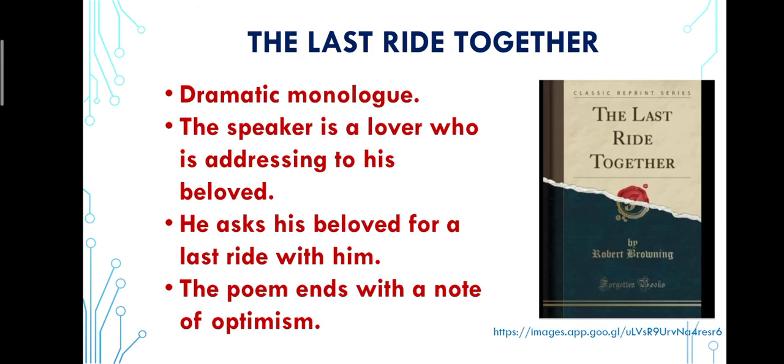Now, The Last Ride Together, another beautiful dramatic monologue written by Browning. So this is a dramatic monologue in which the lover is addressing his beloved who is about to leave him forever. So he requests her to have just a last ride with him. The speaker wants to keep the memories with him as a possession forever. The poem is optimistic in outlook towards the end, as the speaker emphasizes the word together rather than the word last.